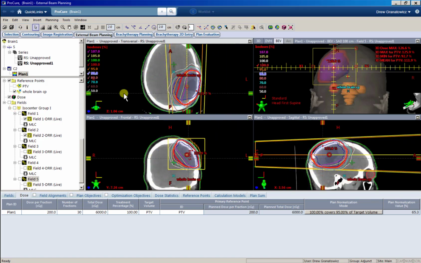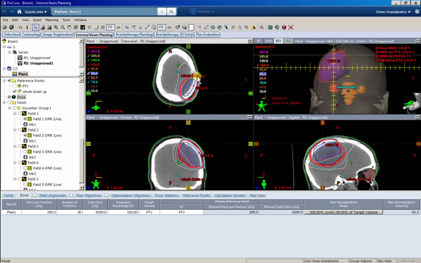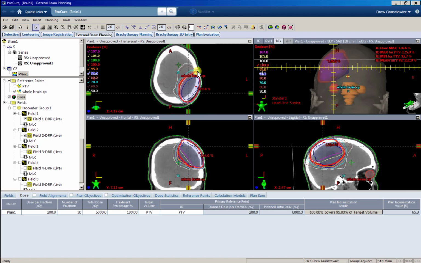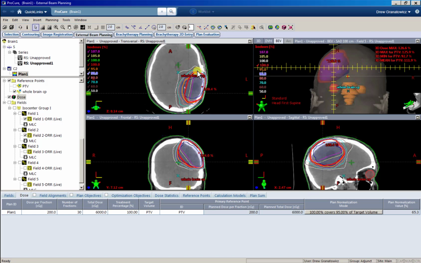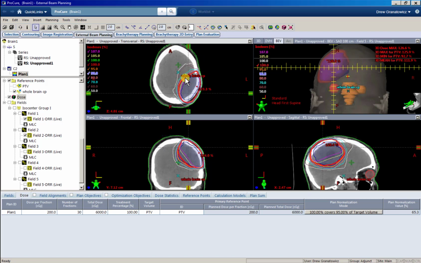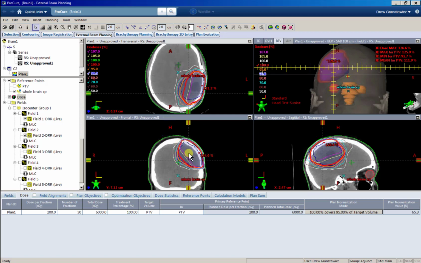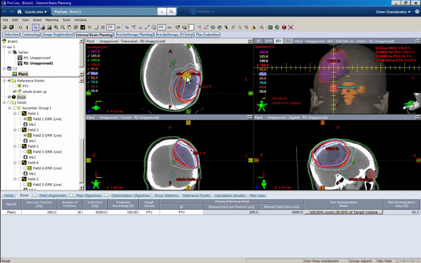Now, if we turn off our fields, if you remember back to what our original coplanar plan looked like, hopefully it's very clear now why you would do a non-coplanar plan. Our 50% line, 60% line is so much tighter to our PTV than it was, right? So just by coming in at those different angles and getting that non-coplanar beam arrangement can make a big impact on the quality of your plan, all right? So that's why we do it.